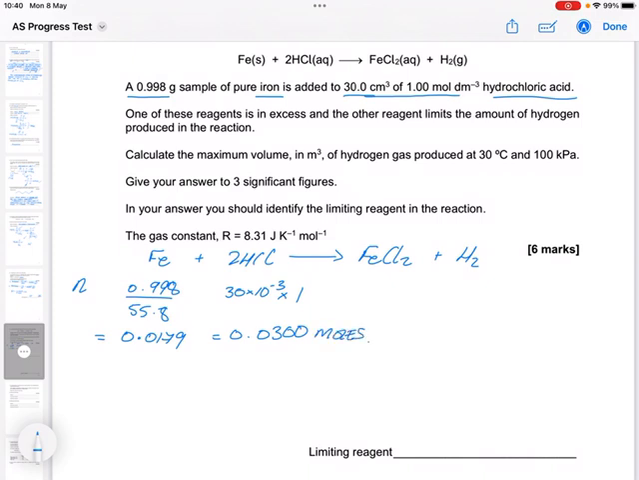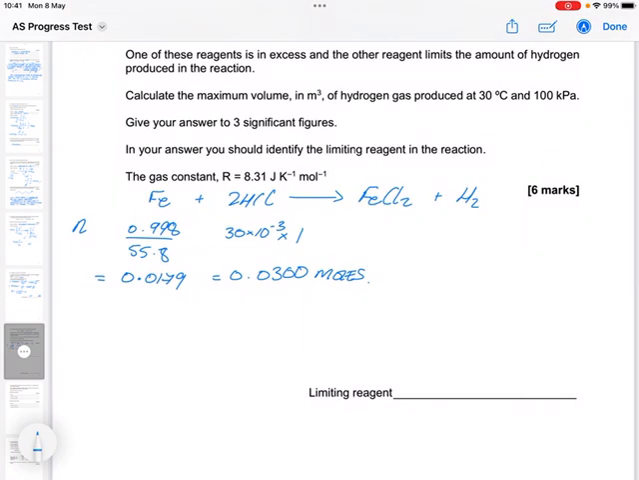moles. So what I've got to do here is work out which one is in excess and which one is the limiting reagent. It doesn't really matter which way I go, but if I go that way, I hope you can see that with a 2:1 ratio, I would need 0.0150. That's half of this number here. Okay, so that's how much I need, but I've actually got this much here, and this number here is greater than that, which means that this is in excess.